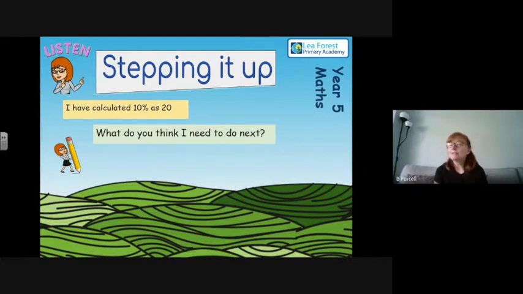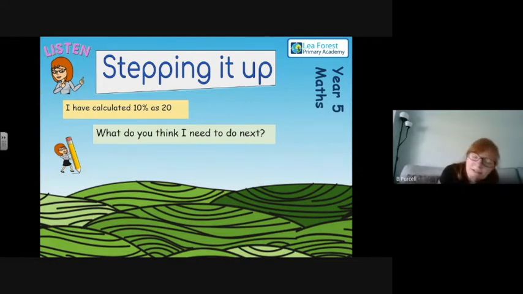Oh, I know I'm not finding the 5% yet. I've only found 10% and I need 35%. We're ignoring the 5 for now. We're thinking of what we need to do to get the easier percentage first. Times by 3 to get 30%.